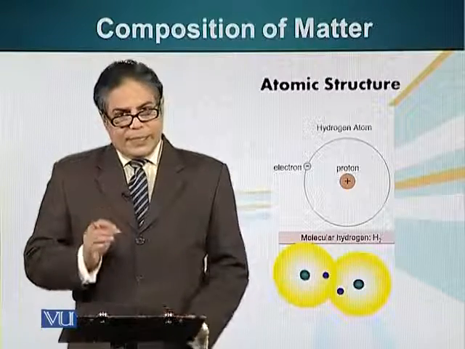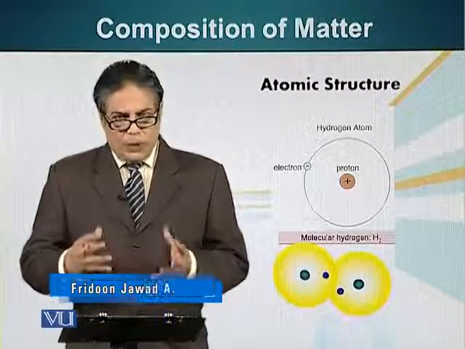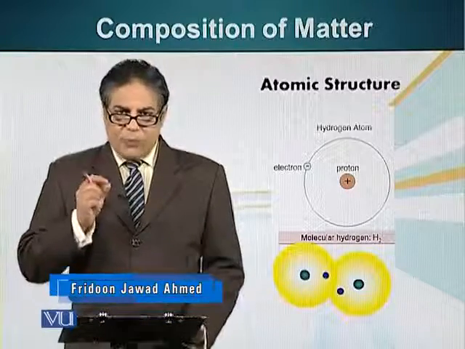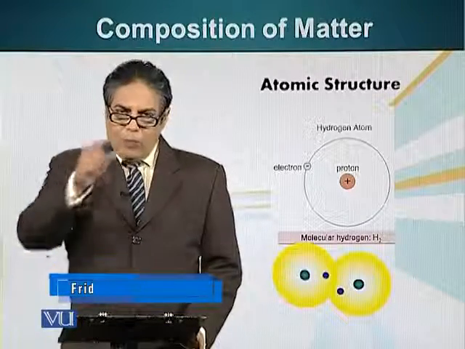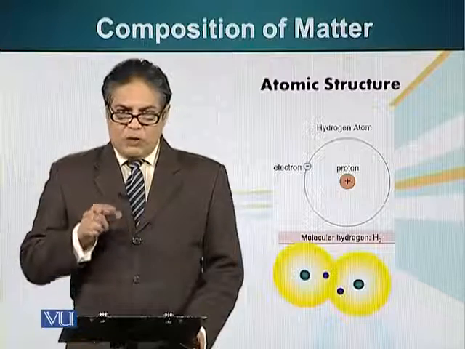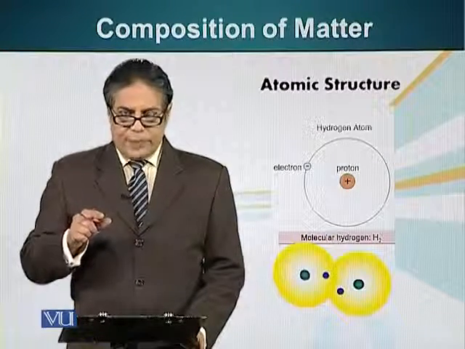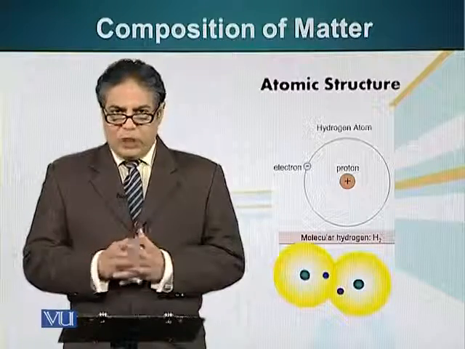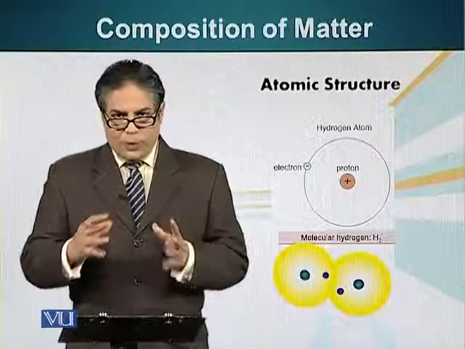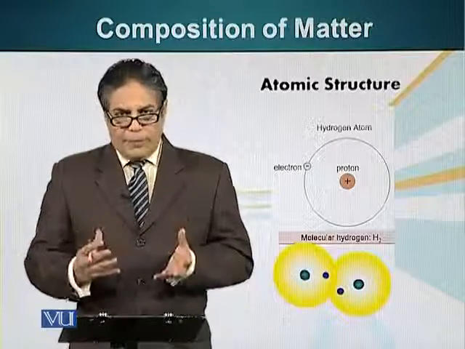Hydrogen atom has a single positively charged particle at the center, which is called the nucleus. This positively charged particle is called the proton. Around this proton, a negatively charged particle called electron revolves. The electron, which is revolving around this positively charged particle, has to follow certain rules. It has to follow the rules of an orbital.